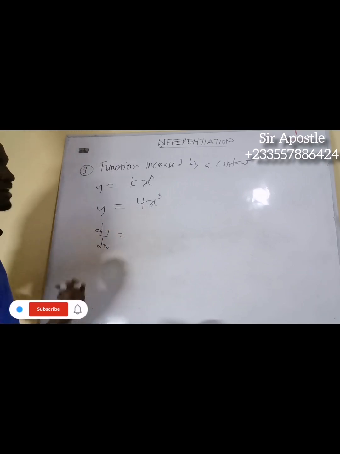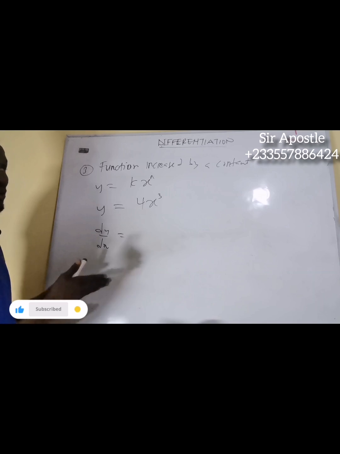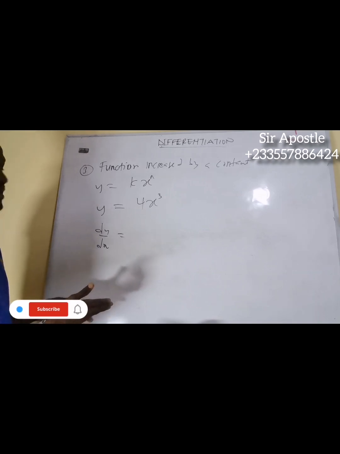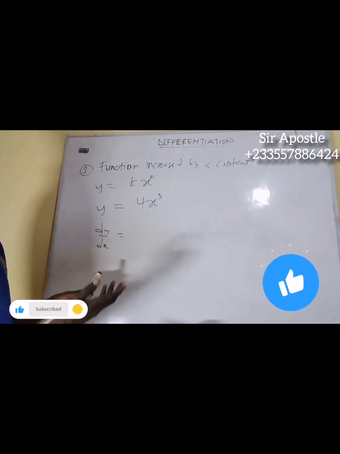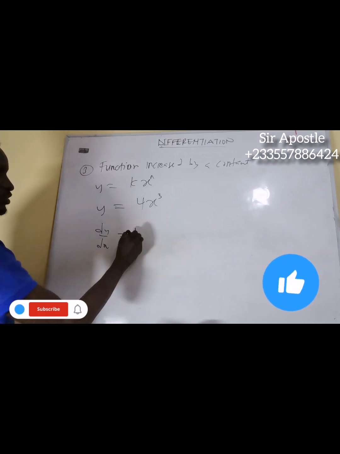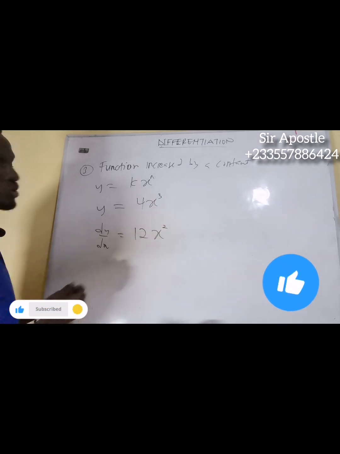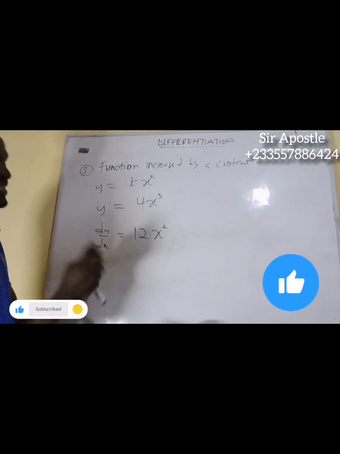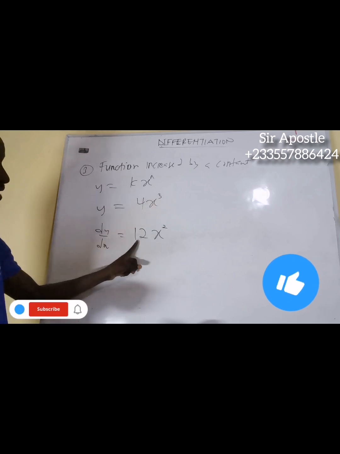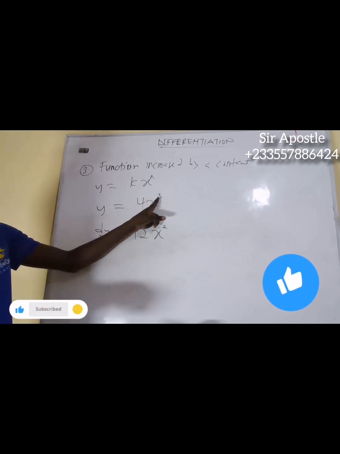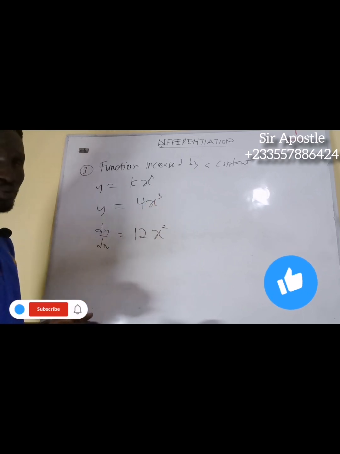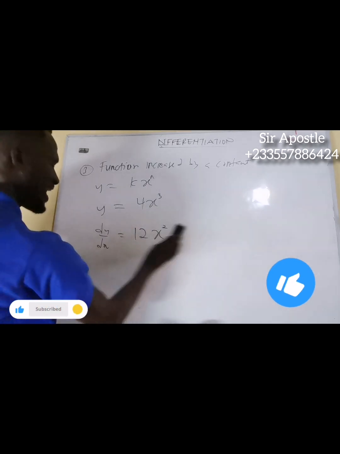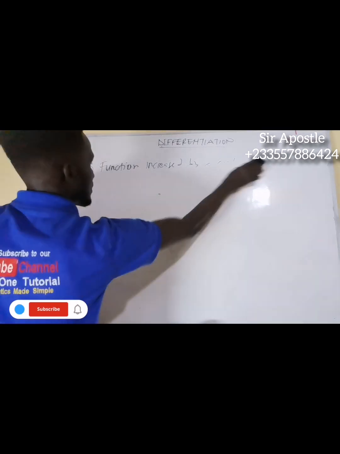So when the function is multiplied by a constant, the constant stays as a multiplier. So this one will give us what? 12x^2. Don't forget, you're supposed to be able to do this one within a second. It is 3 times 4, which gives us 12, then you reduce the 3 by 1, which gives us 2. So that's it.